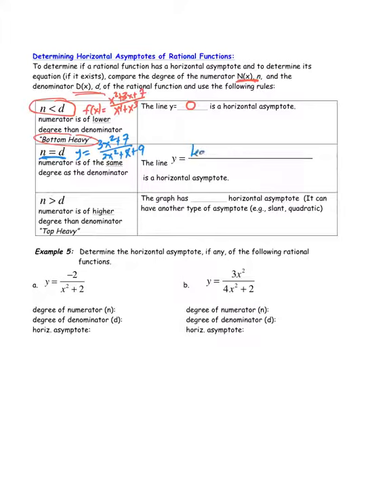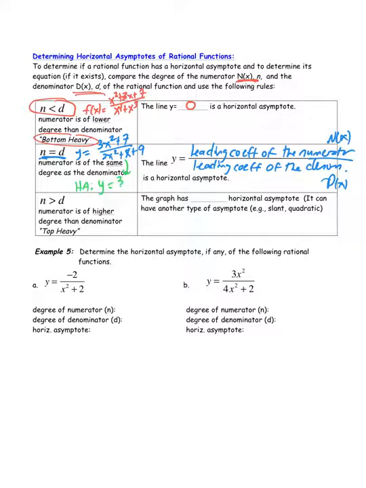So y is going to be equal to the leading coefficient of the numerator divided by the leading coefficient of the denominator. The numerator, remember, we're calling n of x, and the denominator we're calling d of x. So for the example that I gave right here, we will have a horizontal asymptote at the ratio of the leading coefficients, which will be y equals 3 over 2.